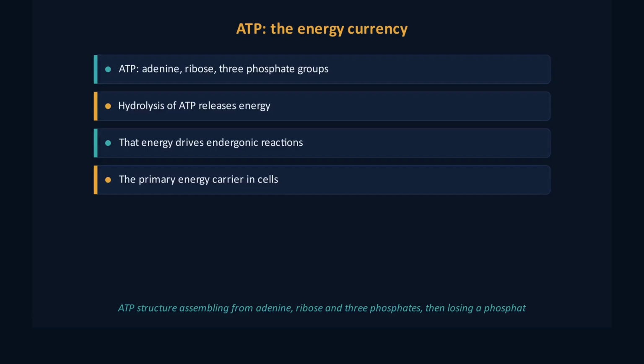When ATP is hydrolyzed, energy is released, and that energy is used to drive the endergonic reactions of the cell. In other words, ATP is the cell's rechargeable battery. Exergonic processes load energy into it, and when the cell needs to do work, it spends ATP to power reactions that could never run on their own. ATP sits at the very center of bioenergetics, the molecule that links energy supply to energy demand.